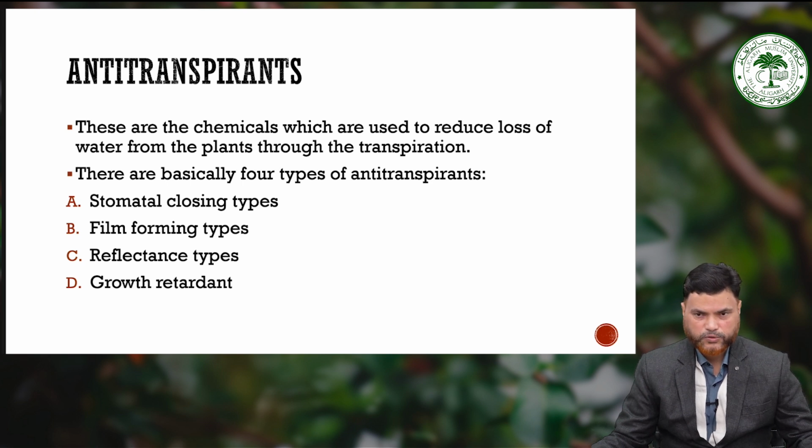And the materials could be like plastic or waxy materials. They come under this category of film forming types of antitranspirant. Now the third type of antitranspirant, reflectance type. These are the materials which form a white coating on the leaves and increase the leaf reflectance.